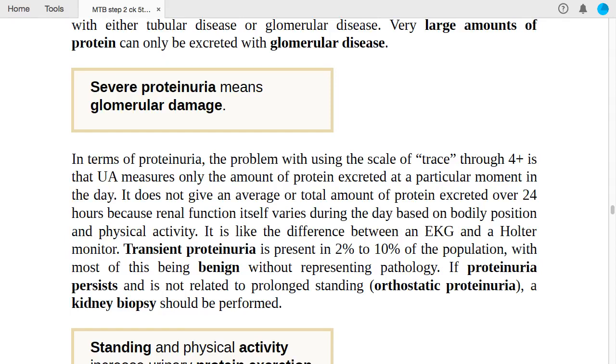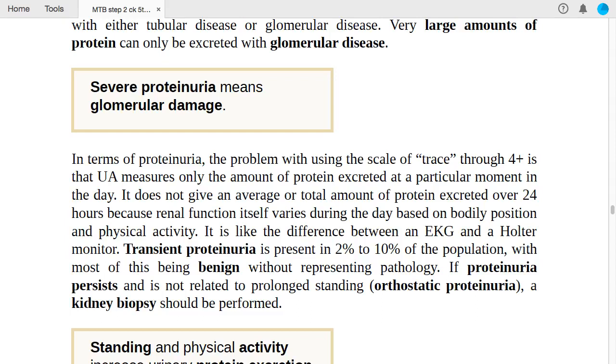So transient proteinuria is present in 2% to 10% of the population. Most of this is benign, without representing pathology. There are times when there is no pathology and we can see transient proteinuria in those patients. If proteinuria persists and is not related to prolonged standing, that is, not orthostatic proteinuria, a kidney biopsy should be performed. So that is important.